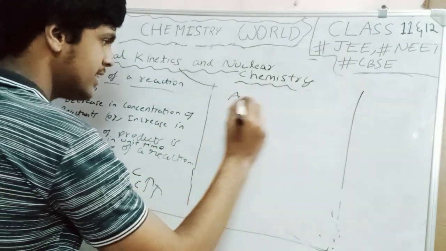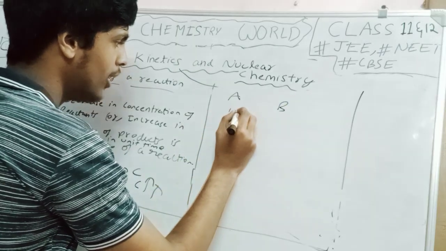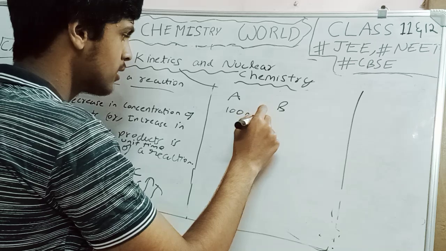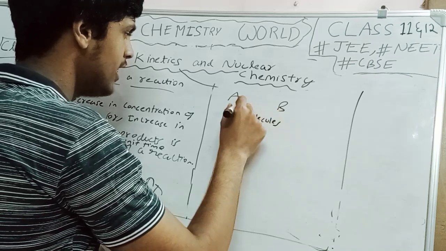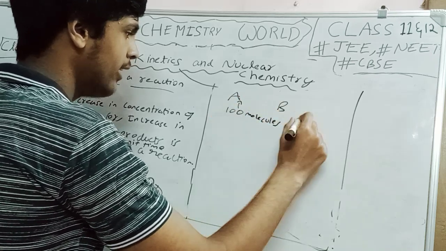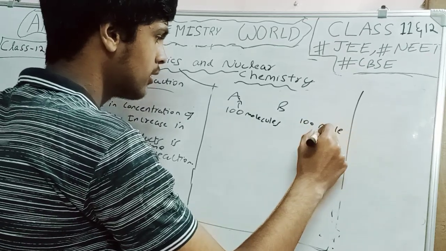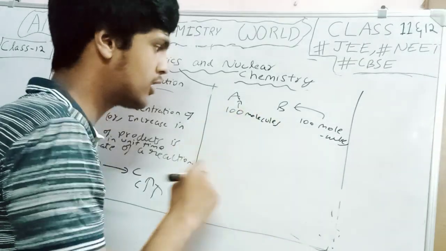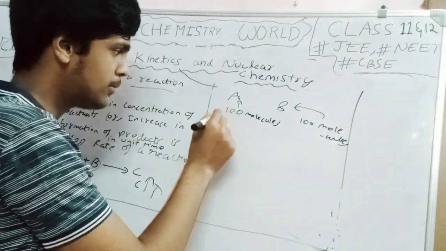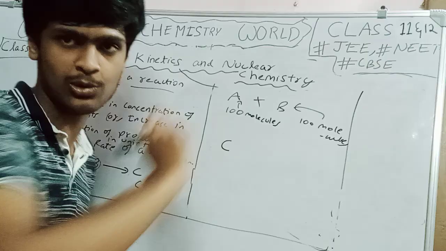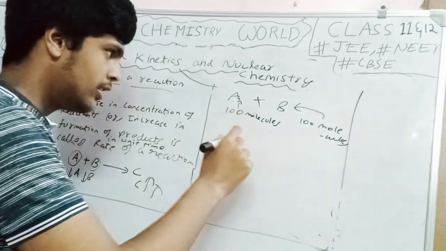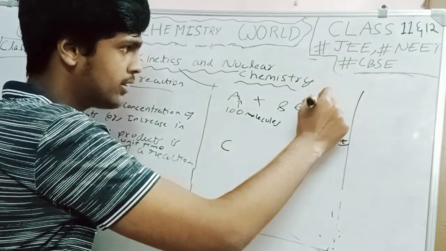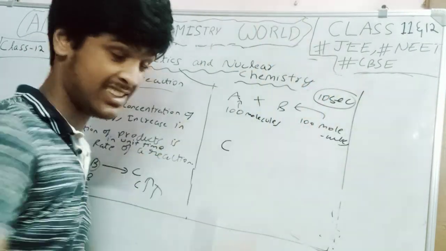Now, suppose the reactants A and B have 100 molecules each. Okay, 100 molecules of A and 100 molecules of B, and some C is being formed if you combine these two. Suppose this reaction is taking some time, about 10 seconds.